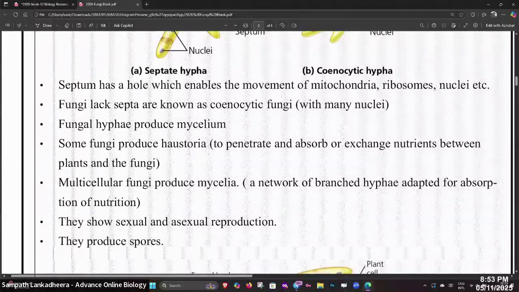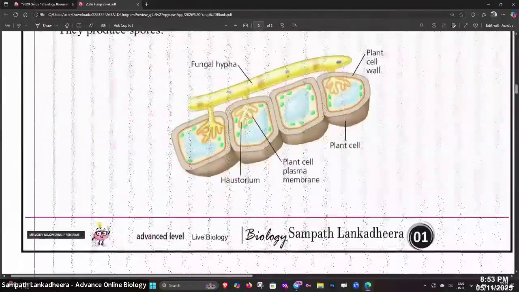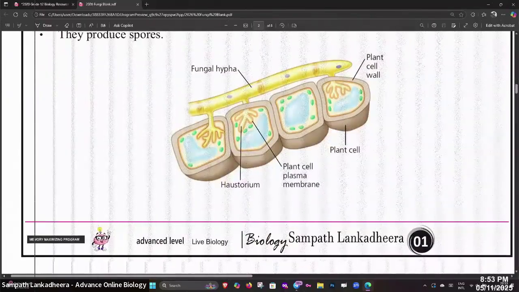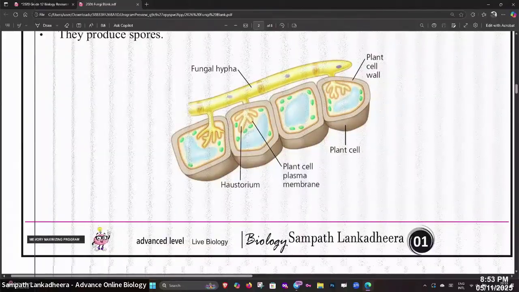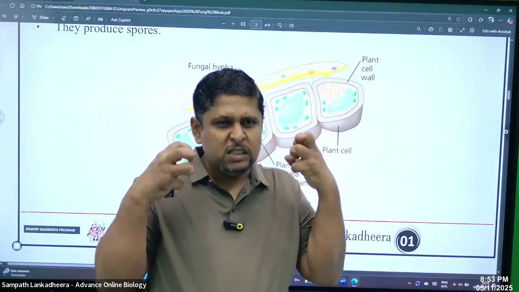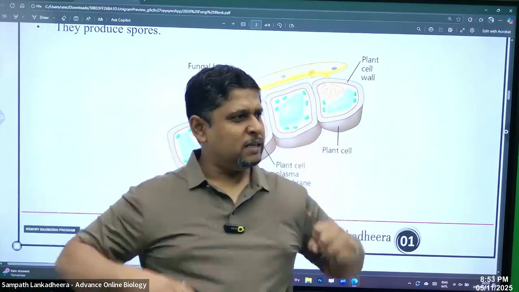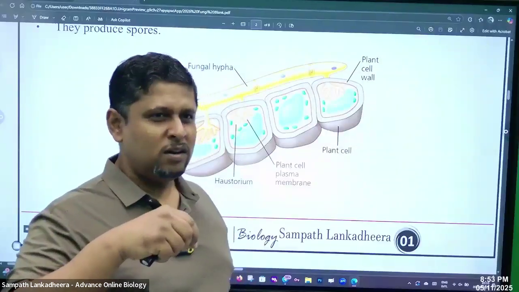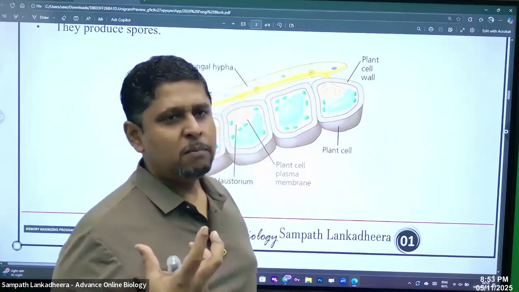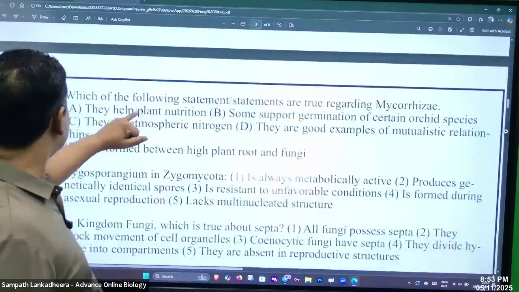Fungal hyphae produce mycelia. Some fungi produce haustoria. What are haustoria, people? Look at this. Haustoria are absorptive structures. When they grow, they can absorb nutrients from the plant cells. The sucking part is like a straw. They suck nutrients from the plant cells, like you drink some lemon juice with a straw. These haustoria suck the nutrients from the plant cells. So haustoria are present.